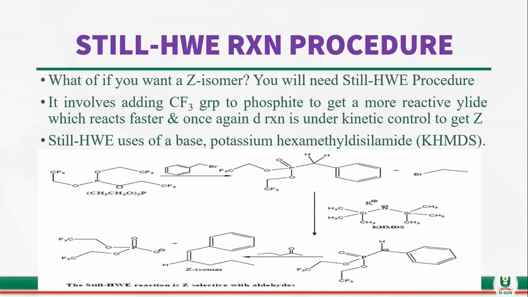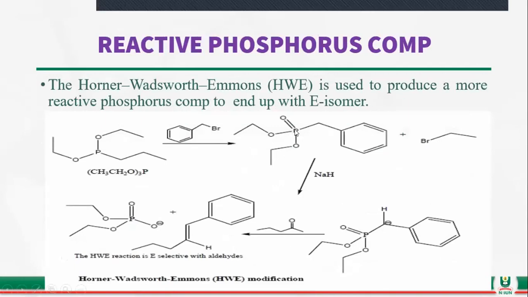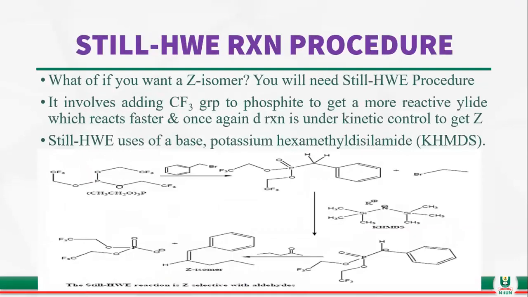What led to that additional thing from Still is a question we can ask ourselves: what if you want to have a Z isomer? We have seen that HWE has made our phosphorus compound much more reactive by using the ester of it, and therefore predominantly the E isomer of the alkene was formed. But what if we want to form the Z isomer? Is all hope lost? Still was able to do something that can make us strictly get the Z isomer. We call it the Still-Gennari HWE procedure.